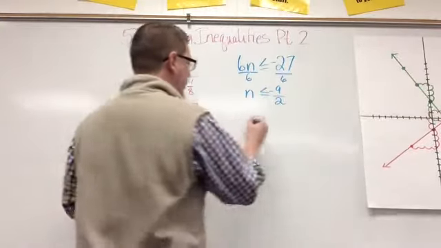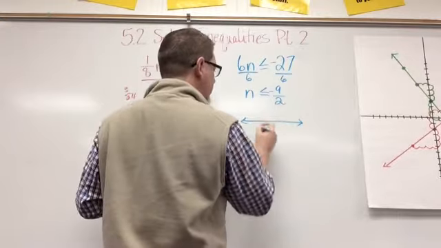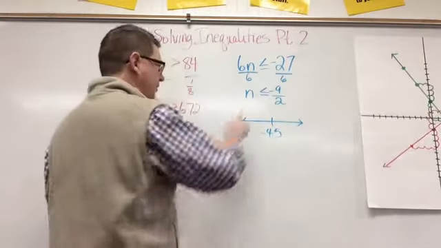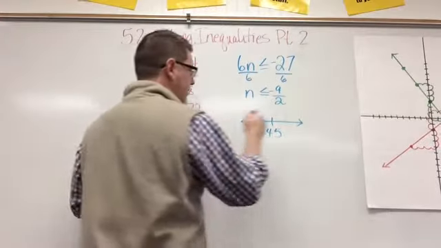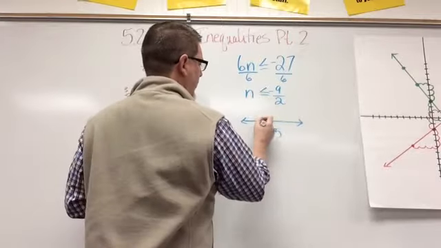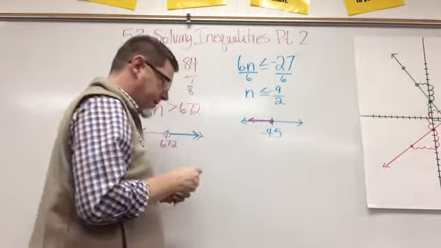So I'm going to draw my number line. And I'm going to put negative 4.5. I've got an "or equal" sign, so I need to use a closed dot. And notice, I'm going to the left because we're talking about less than.